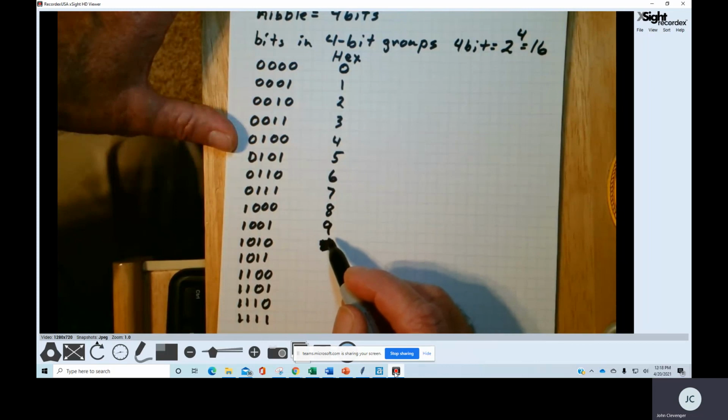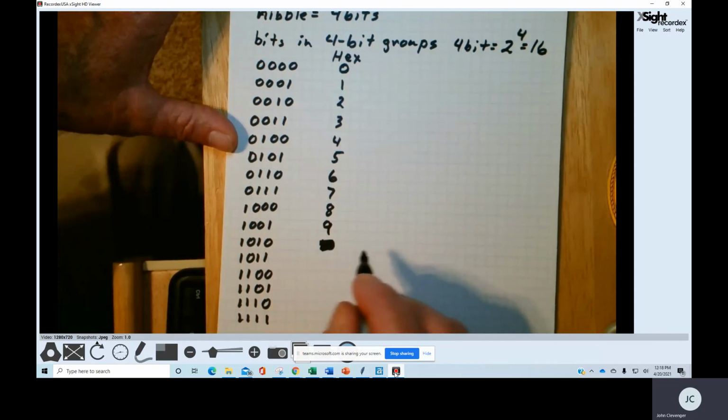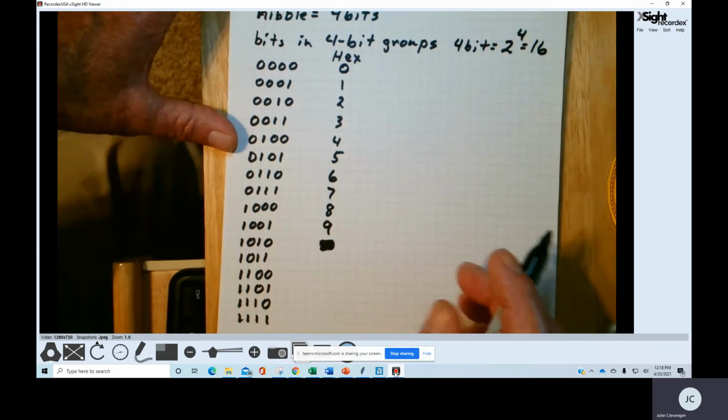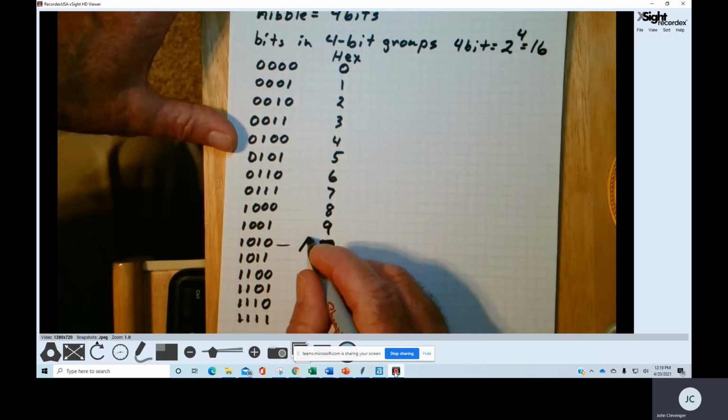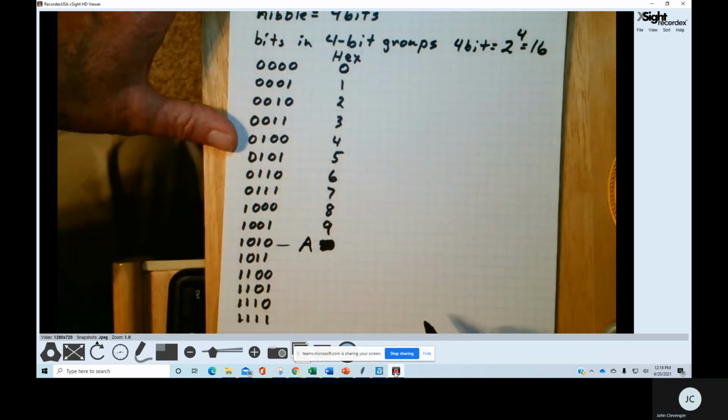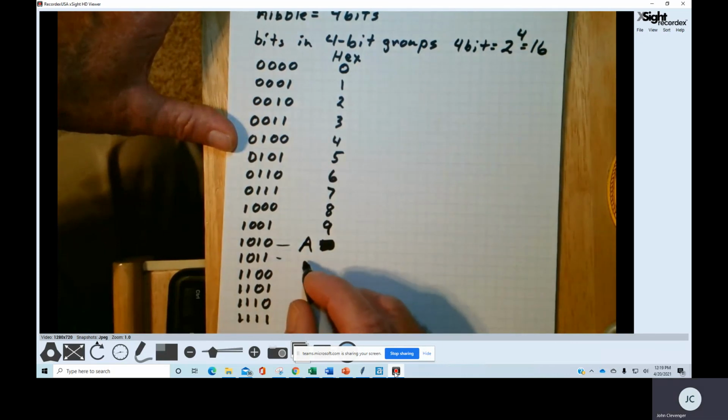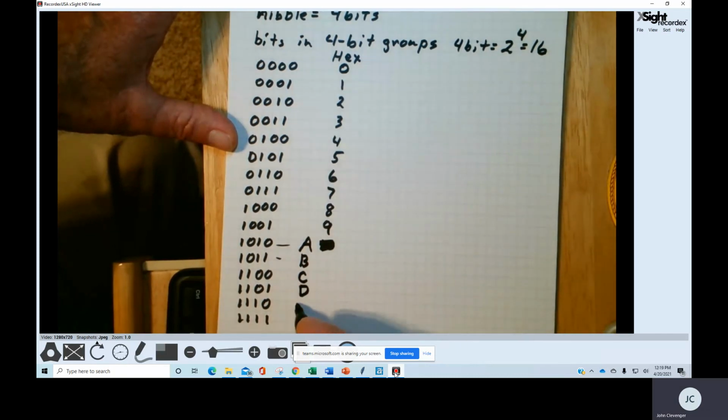Because I don't really have a symbol to represent 10 units. I can't write 1 0 like I did just a second ago, because, well, I'll show you that in just a minute. So we need another symbol to represent this particular quantity. And what we use now is the letter A. This quantity would be represented with the letter B, C, D, E, and F.